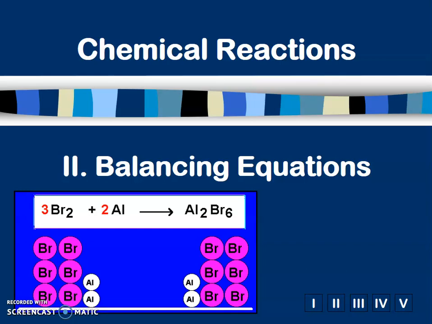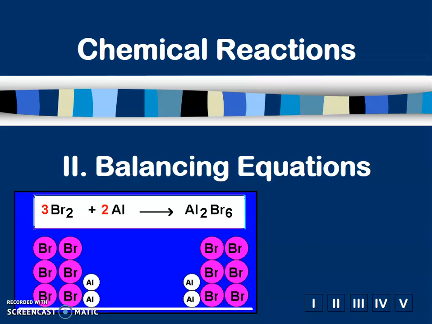Now that we know how to properly talk about chemical reactions, talk about the equations, read the equations, switching them back and forth from equations to descriptions, descriptions to equations, now that we can start thinking about it as a whole, the next step is balancing equations.